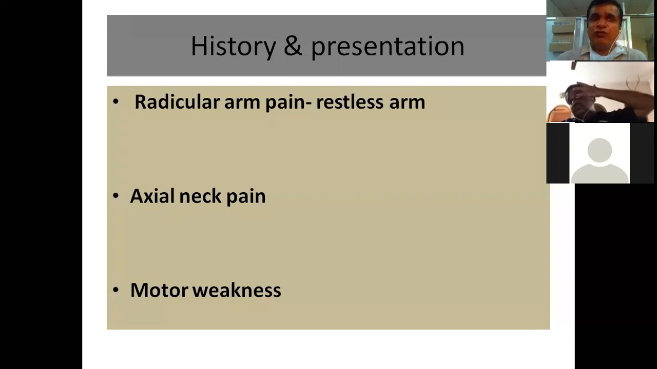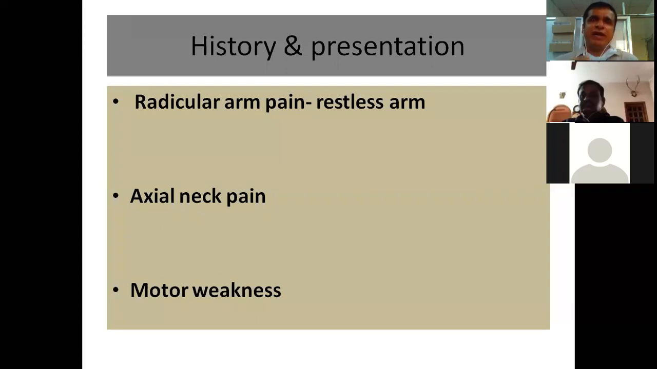If you ask them to show where the pain is, they usually show the neck region and the scapular region. They will not come down to the arm and the forearm region. In case of radicular pain, typically the patient will show the pain running from the shoulder, coming to the arm and the forearm. Usually we call these patients as having restless arm.